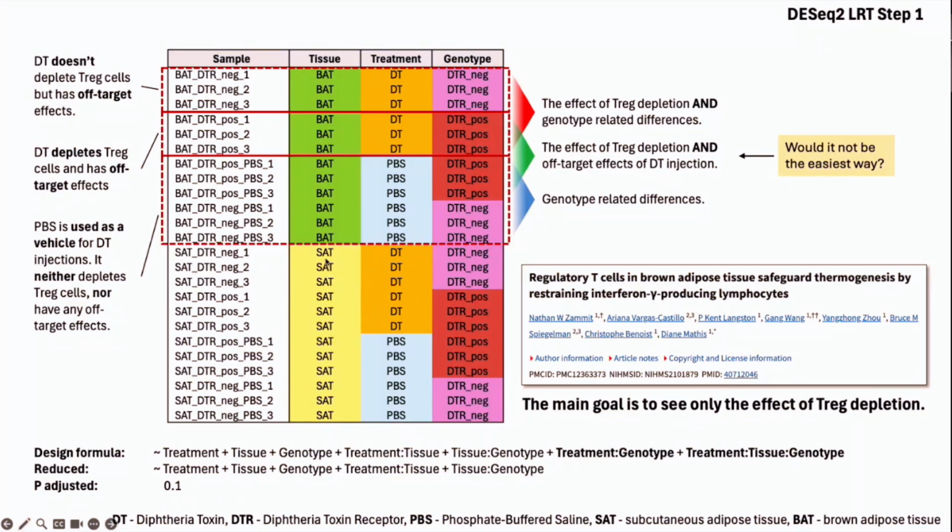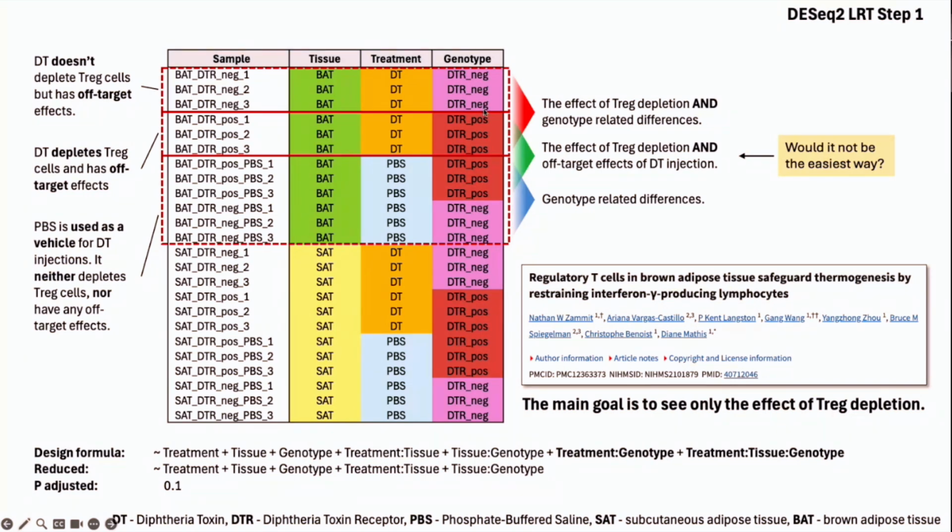All of them can be grouped by tissue. This is BAT tissue and SAT tissue, I have the explanation of these two types of tissue. Then within each of these tissues, we have samples that underwent DT treatment, which is diphtheria toxin, and no treatment. They just injected PBS, which is used as a vehicle for that treatment. And then each of these groups can also be divided by genotype. So in that type of analysis, they wanted to see the effect of Treg depletion.